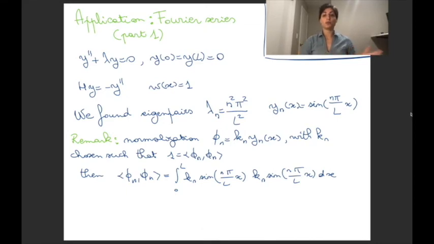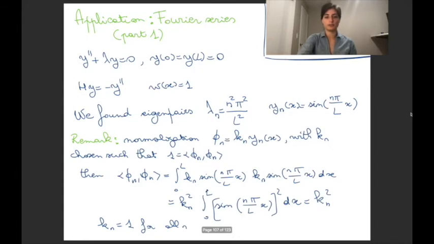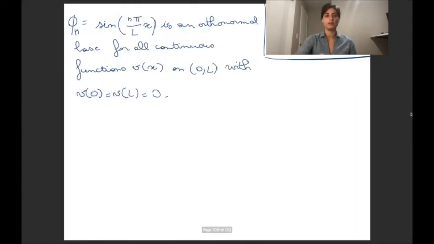We would like to normalize yn, so we would like to multiply it with a kn to define an orthonormal basis φn. And we want to choose kn such that the inner product of φn with φn is equal to 1. So we check the inner product, and we notice that in order to have that, we have to have kn equal to the square root of 2 over L for all n. So φn equal to sine of nπ divided by L times x is an orthonormal basis for all continuous functions V(x) that are defined from 0 to L and have zero boundary condition on both sides.